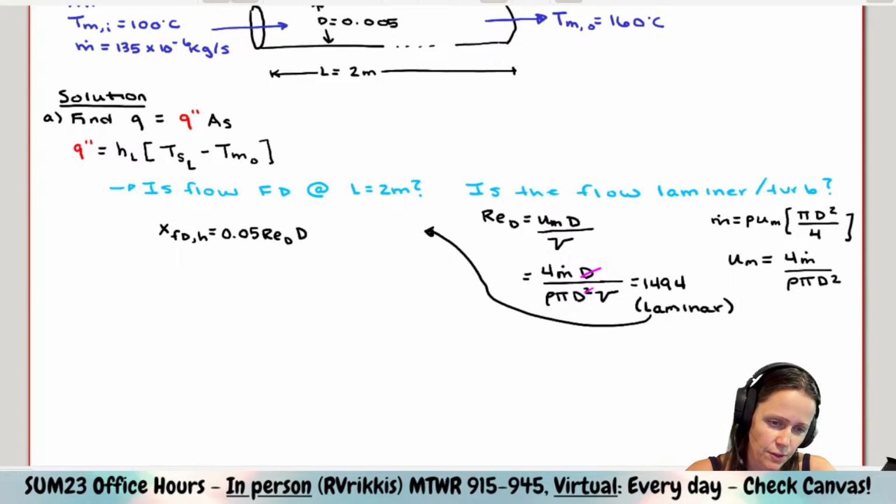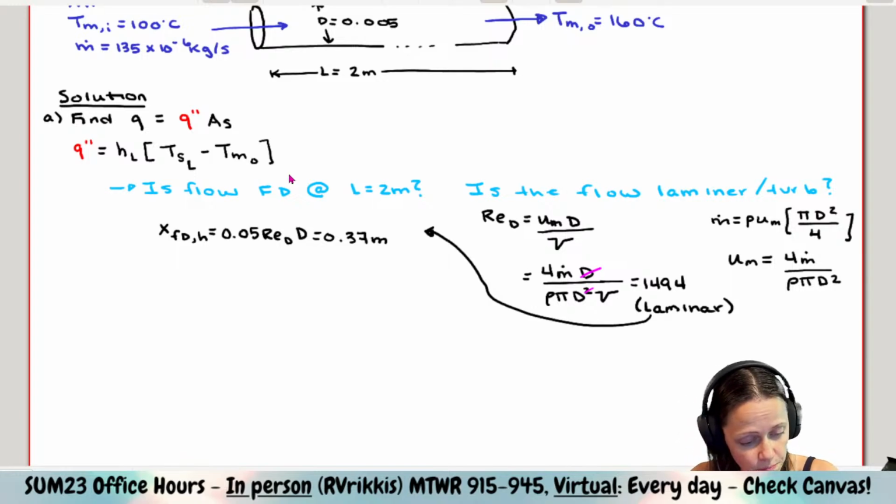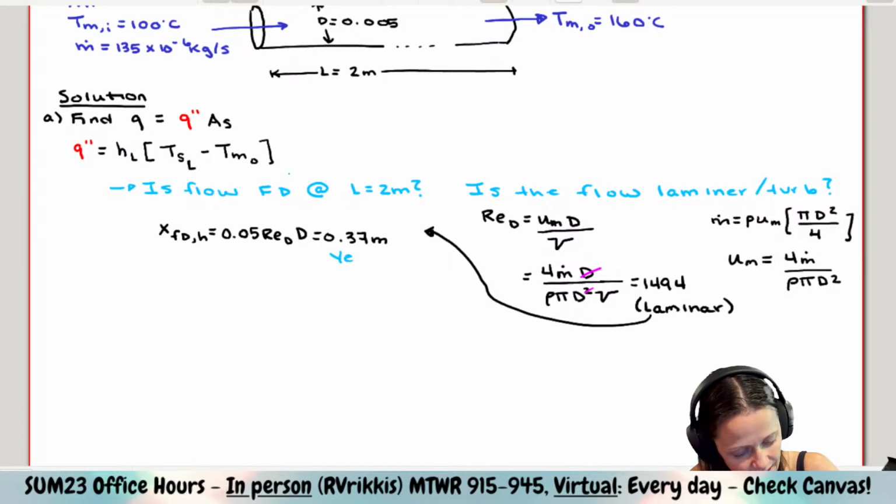I end up getting a value of 0.37 meters. So yes, it's fully developed hydrodynamically. Let's see if it's fully developed thermally.